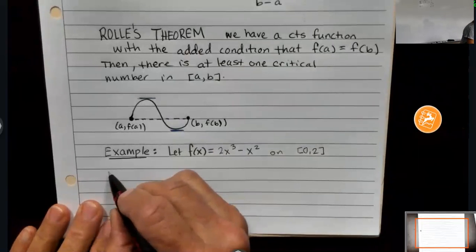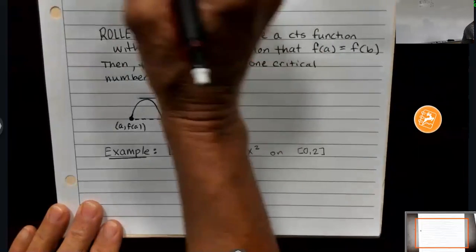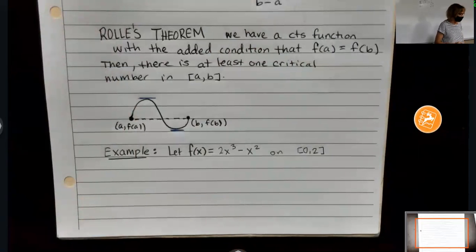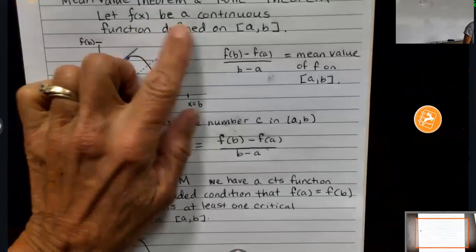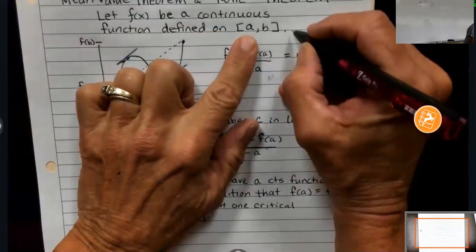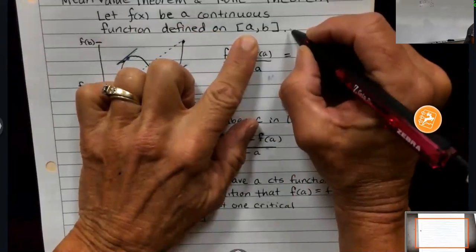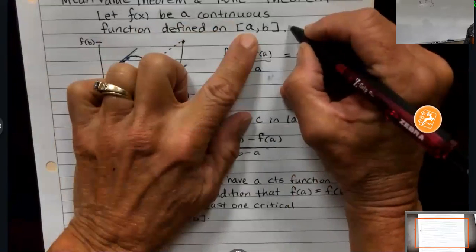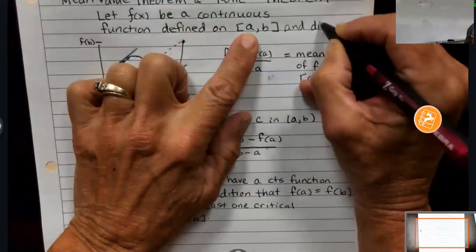So let's see. Oh, we need one more part in here. We've got to have a nice smooth function. Not only does it have to be continuous, it can't have any wacky places in it. So it's got to have a derivative that exists in that interval. Okay, so it's going to be something smooth. So let me add that to here. Let f be a continuous function defined on a, b, and differentiable.